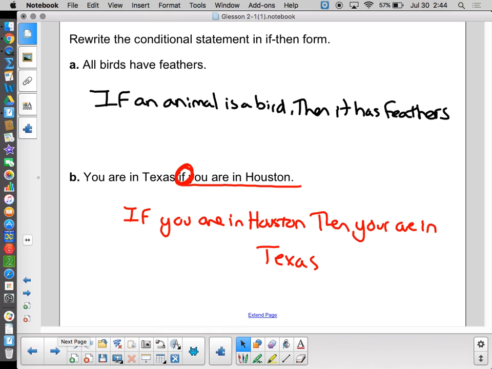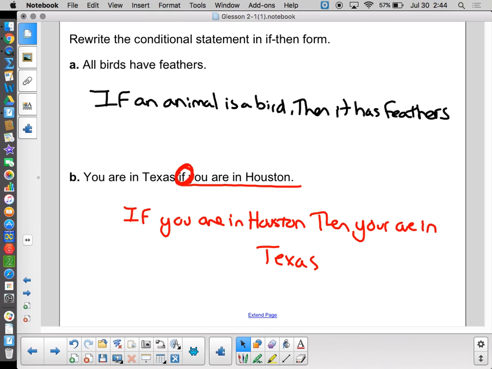Now let's get back to the first statement for a second. Some of you are probably going, hey, wait a minute, you can't write that. If an animal is a bird, then it has feathers. Do all birds have feathers? Well, yeah, there are some. I guess if you plucked it, it doesn't have feathers anymore. If you pluck that chicken, it doesn't have feathers anymore. Does that mean it's not a bird? Of course, it's still a bird.